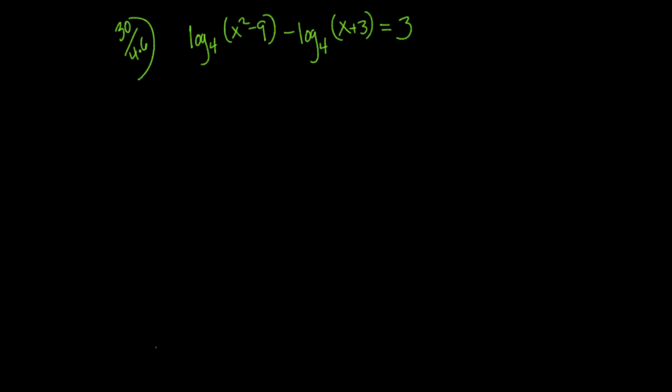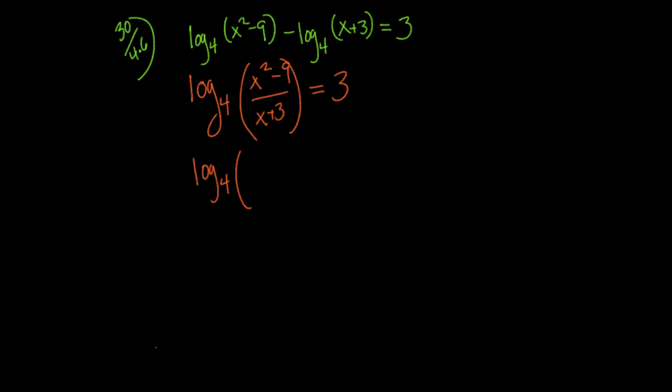So number 30 is first consolidating, writing as a single logarithm. We have log base 4 of x squared minus 9 over x plus 3, and that's equal to 3. If you simplify this, you've got x plus 3 times x minus 3 over x plus 3. We can write this in a simpler form, and I'm going to cancel this out and show you why.